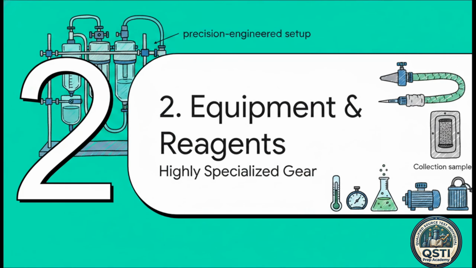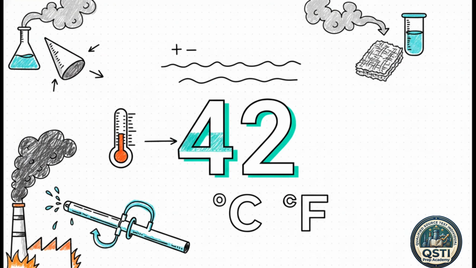Moving right along to Section 2, specific equipment and reagents. What's super interesting here is the highly specialized gear you actually need to pull this off. 42. This number is absolutely critical. We're talking 42 plus or minus 10 degrees Celsius, which is about 108 degrees Fahrenheit. That is the strict temperature you have to maintain for the glass fiber filter and the pre-collector cyclone.